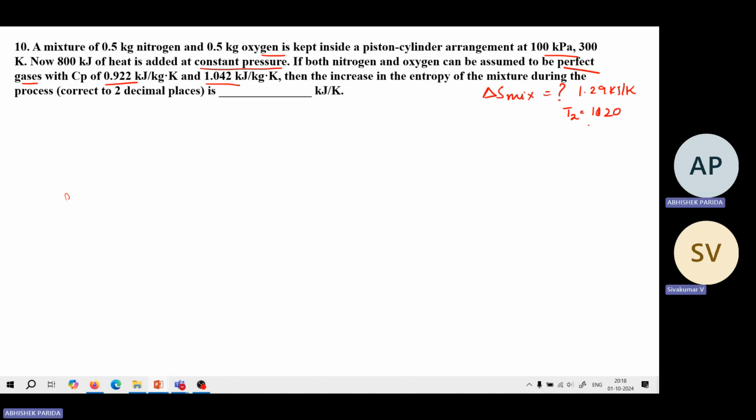Right. Okay. First and the foremost thing that it has said is piston cylinder arrangement, and it has a constant pressure process. And it is said that heat is added. It has not said anything about the work done.